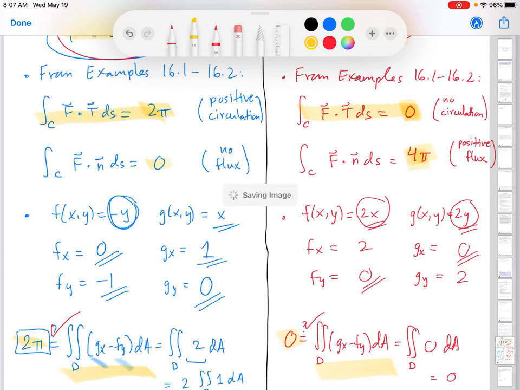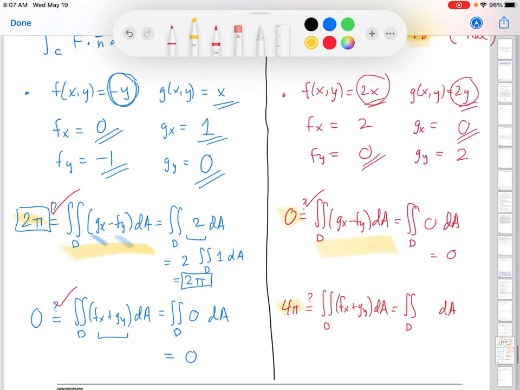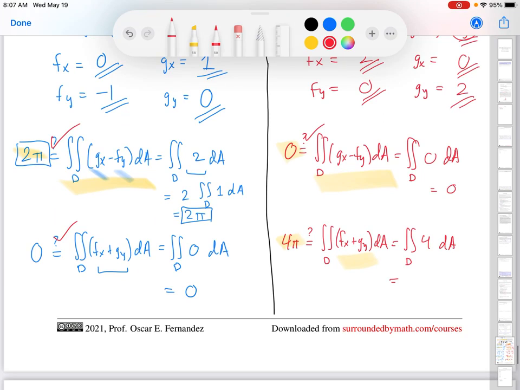The flux form is, on the left-hand side, we had calculated this to be 4 pi. So there it is. And it's the double integral of the two-dimensional divergence. So f_x plus g_y. f_x is 2 plus g_y is 2. That gives me 4. Similar thing here. I pull the 4 out. I'm now integrating 1 dA. This is the area of the region D. Back to that same calculation. D is a unit disk. Its area is pi. So this is 4 times pi.